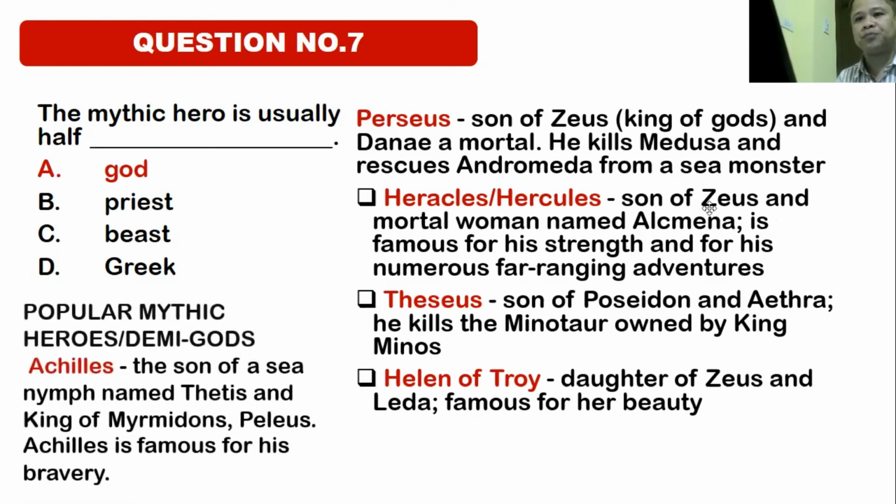So another one is Achilles, a very famous hero in Greek mythology, the son of a sea nymph named Thetis and the king of the Myrmidons, Peleus. Achilles is famous for his bravery. So Achilles is super strong because one of his parents is a god, is divine. Sea nymph is a goddess rather. A sea nymph named Thetis.